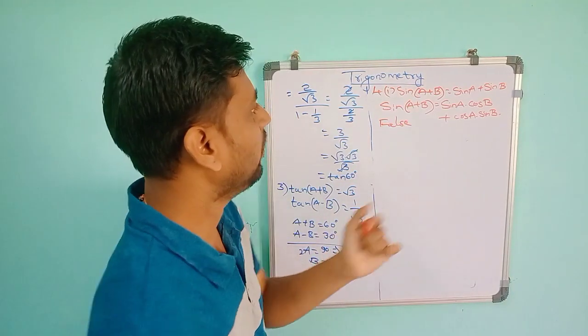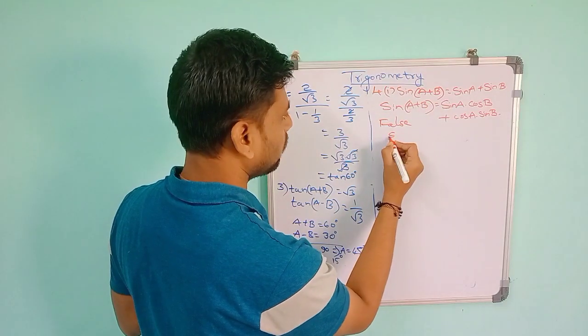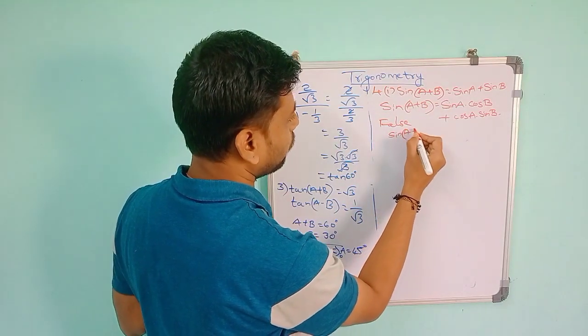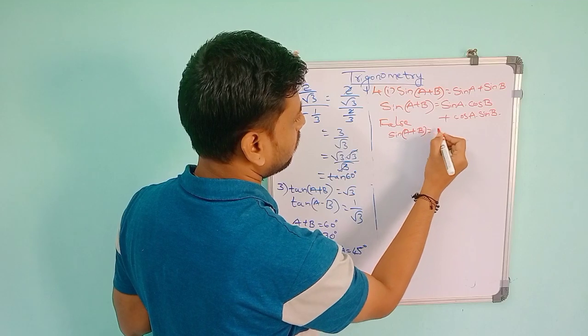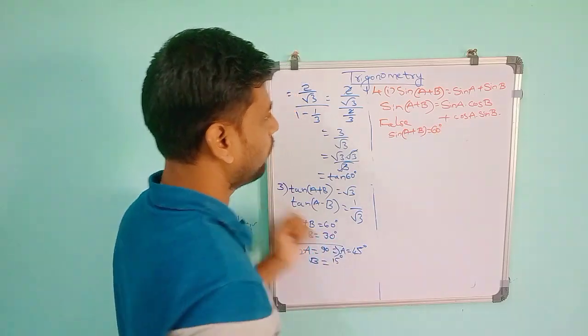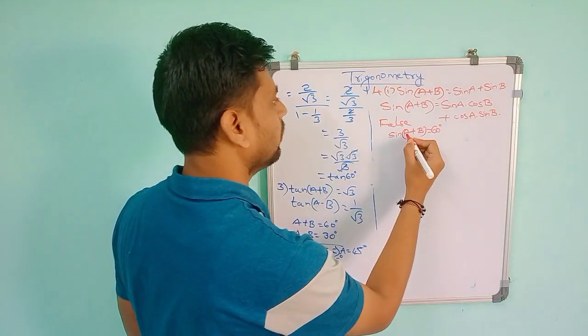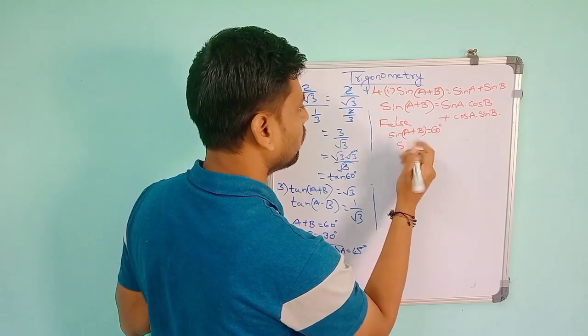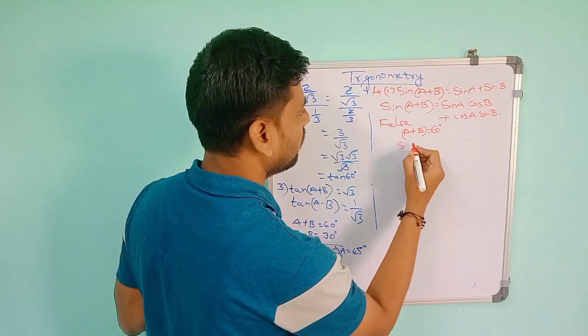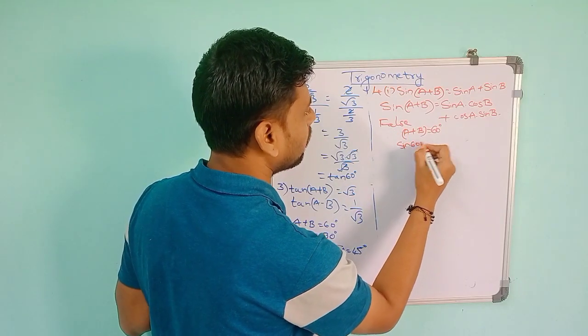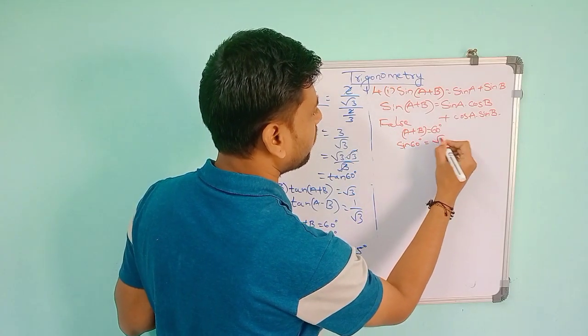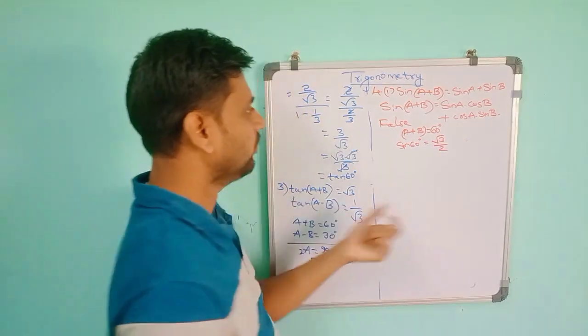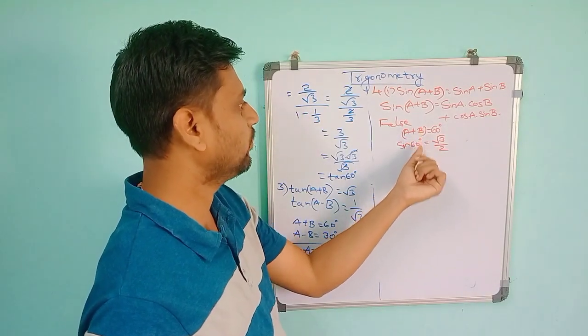If you take one example, if you take A plus B is equal to 60 degrees, then sine of A plus B is sine 60, which will be root 3 by 2.